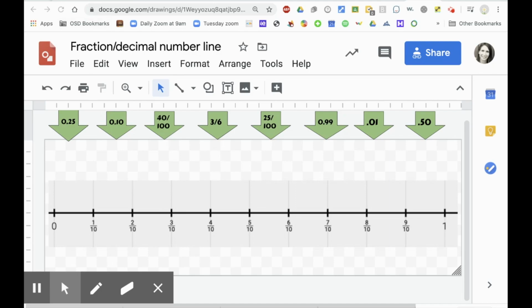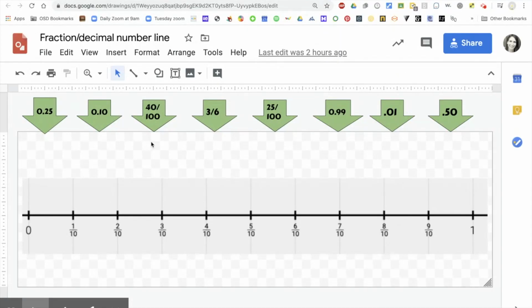When you're thinking about fractions on a number line, always start with the fractions that you know. So look at the number line. I go from 0 to 1, and they're in 1/10 increments. So there are 10 equal spaces on this number line.